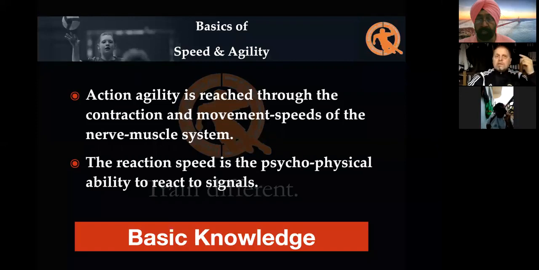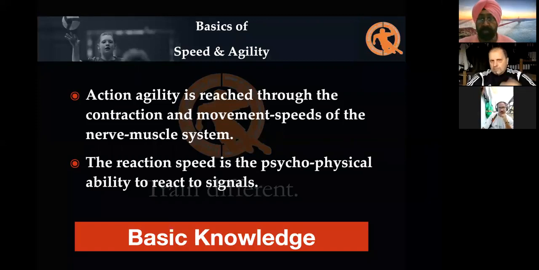This is reaction agility or reaction speed, and this is what we have in different types of sports, sometimes a little bit different. So for instance, for track and field, there's only one reaction or one signal the athletes have to react to. It's the starting gun, and then they have to go. This is the signal and only one reaction needed.